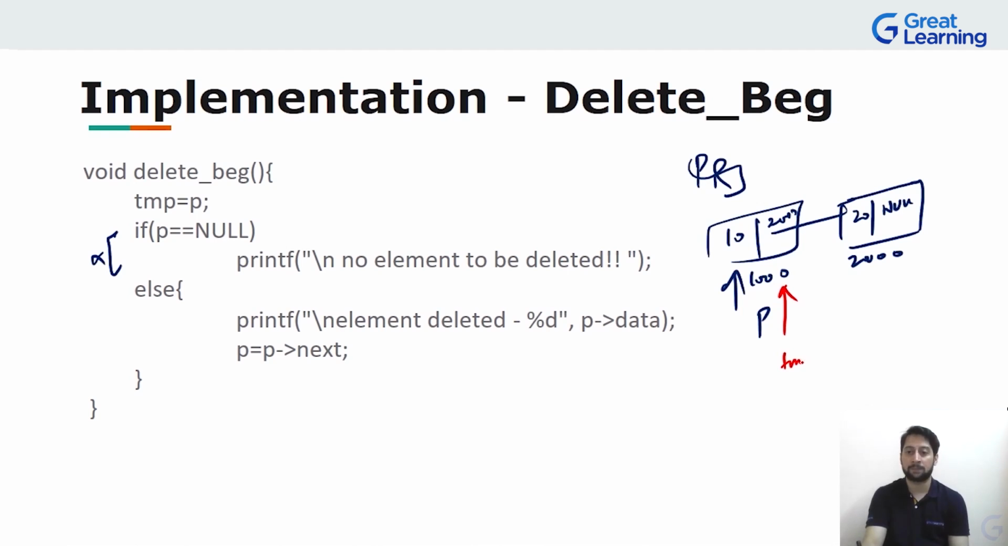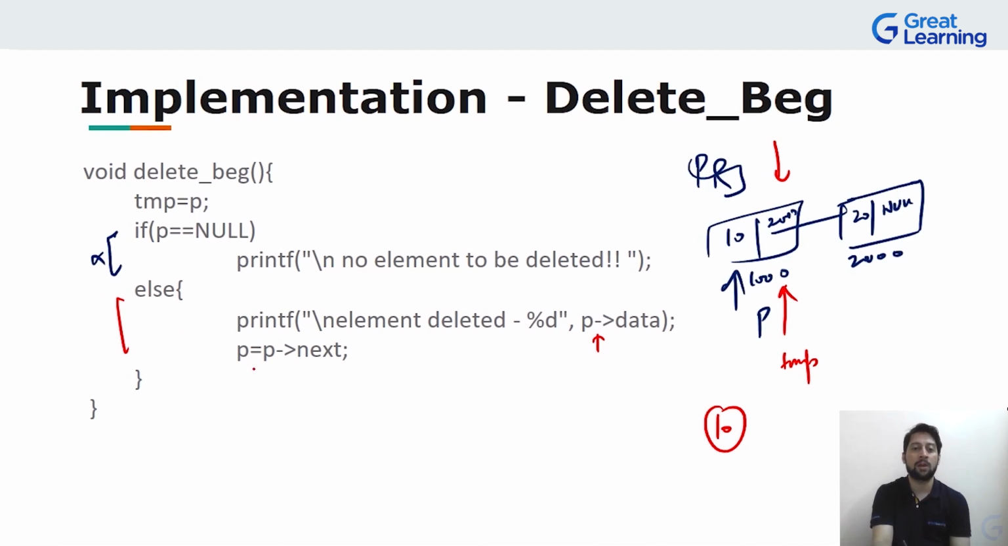So we have this temp pointing to the first node. Now, is P null? No, it is not. What will happen in the else part? We go and print out the data part of this. So 10 will be printed because we are going to delete this. So we are just printing out the message: this is the element that is going to be deleted.